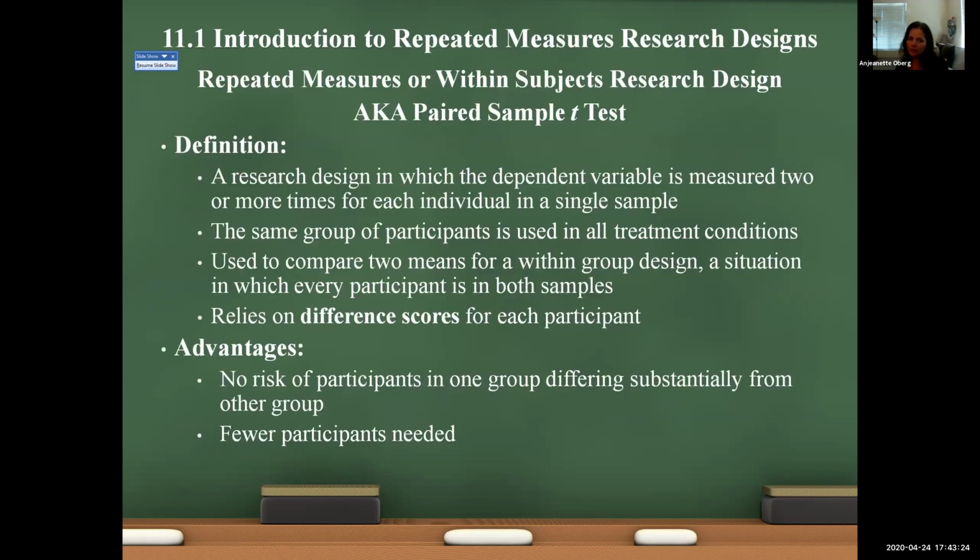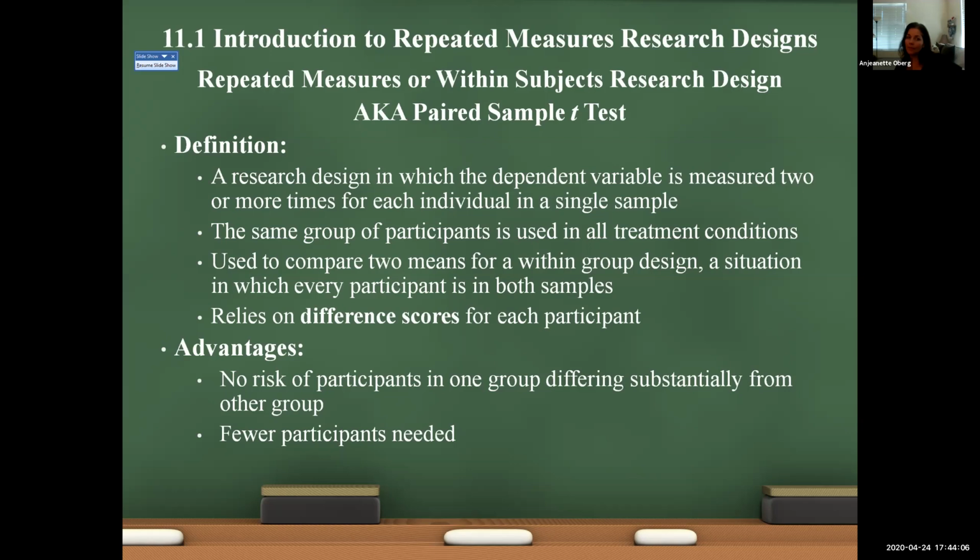Here's the visual that corresponds. When I'm talking about formally defining it, it's a paired sample t-test or repeated measures t-test. It's used with a research design where the dependent variable is measured two or more times for each individual in a single sample. So it's one sample, two groups of measurements, okay? So the same people are participating in every single treatment condition. And what we're doing now is we're comparing means from measurement 1 to measurement 2. So we're comparing the differences in those scores, what we call difference scores between the groups.